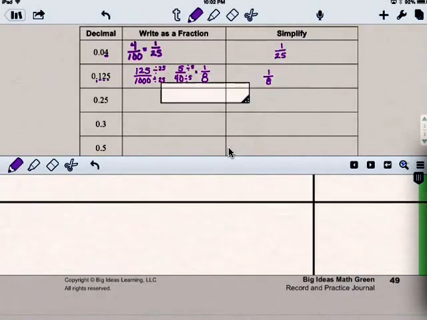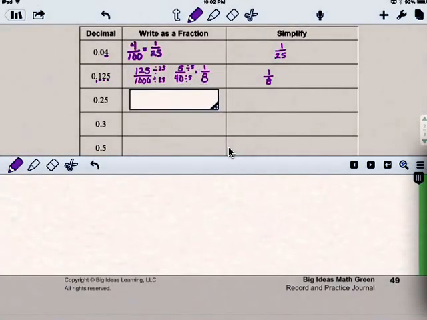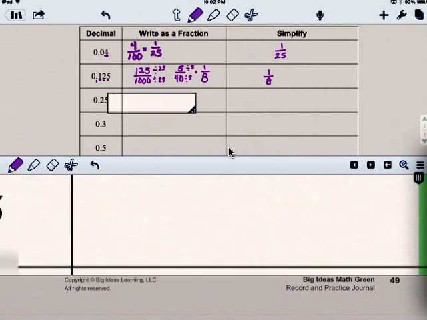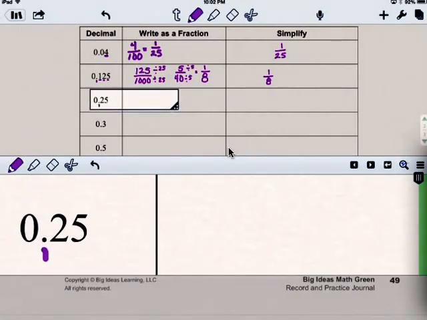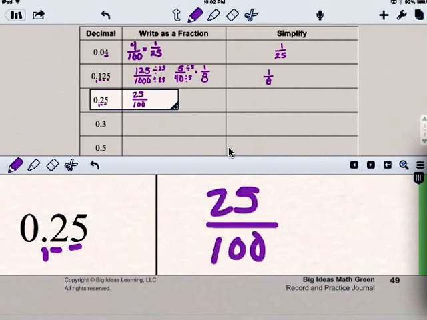Okay, so what I want you to do is pause the video for a second. Let's finish the table, and then come back, and we'll check all our work together. So pause now. Great. You're back. So let's go ahead and finish this up. So 0.25, tenths, hundredths, denominator is 100, 25 hundredths, which equals 1/4.